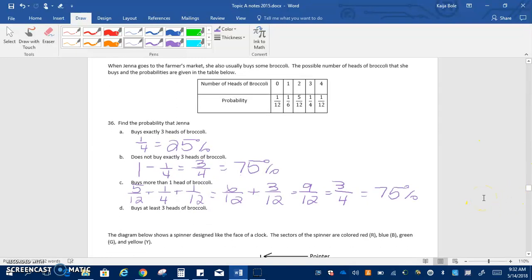And then buys at least 3 heads of broccoli. So we're going to add our 1/4 plus 1/12. And then we need a common denominator. So 3/12 plus 1/12 gives us 4/12. And when we simplify that, we get 1/3, which I'm pretty sure by now we know is 33.3 repeating percent.